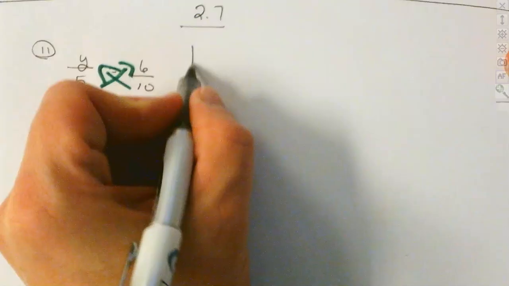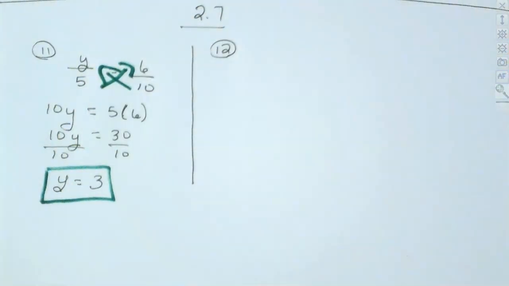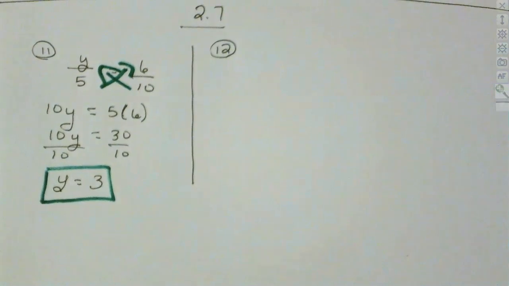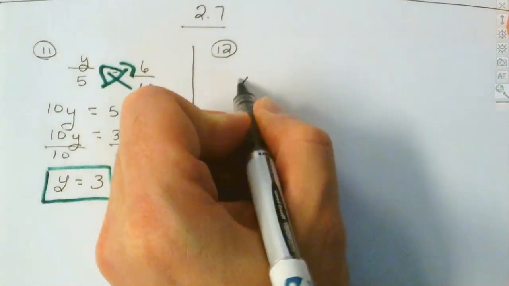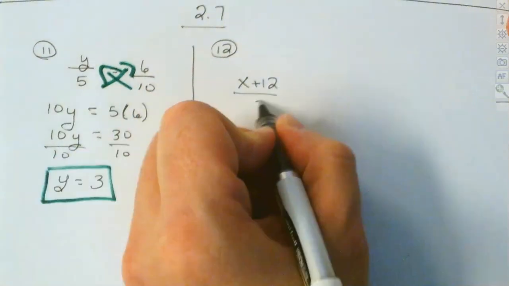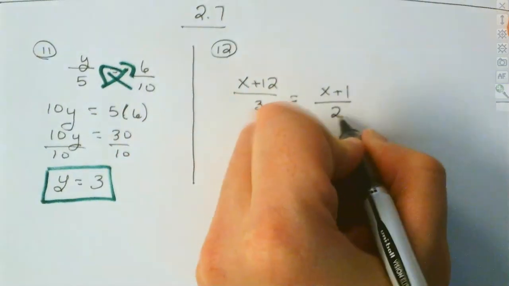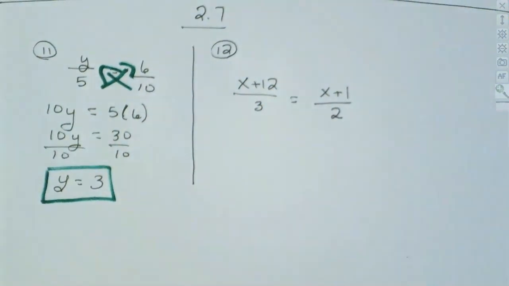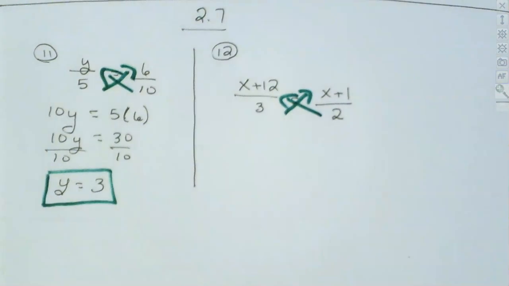12 is a little bit more complicated. It's similar though. But let's look at 12. Now, whenever we multiply, if we have multiple parts with addition and subtraction, we have to use parentheses. So question 12, we've got x plus 12 over 3 equals x plus 1 over 2. We're going to apply the same technique that we used a moment ago. But on this one, we're going to have to use parentheses because of the addition in this case.